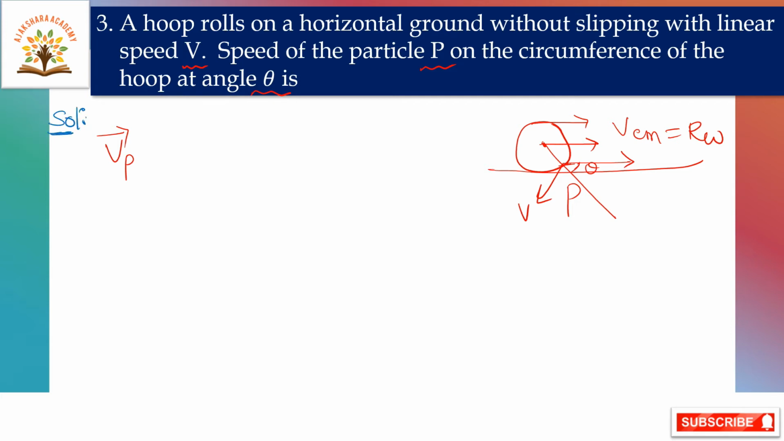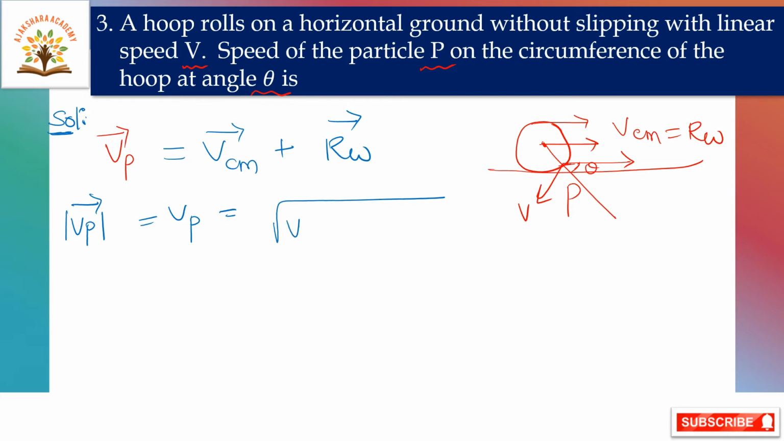From this, Vp bar is equal to Vcm bar, and here the radius. Now we are calculating the velocity of the particle, which is equal to the square root of Vcm square, the circumference of the hoop at an angle theta, plus 2 Vcm into cos theta.